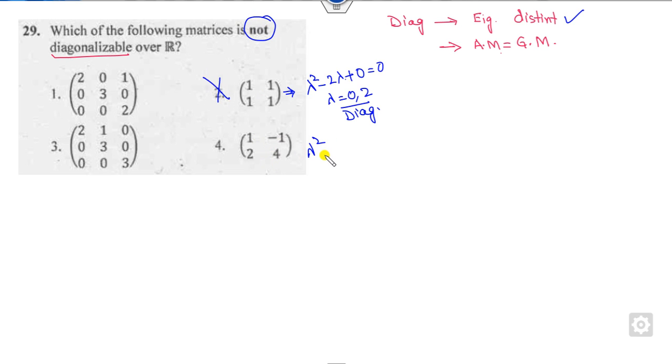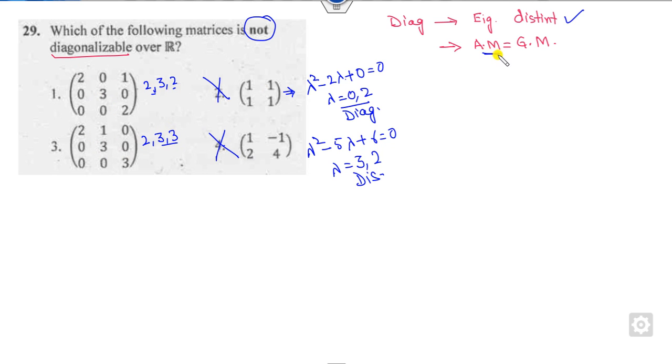We can write the trace as minus 5, 4 plus 2, 6. So the eigenvalues are 3 and 2, which are distinct. So it is diagonalizable, but it is not the answer. What are the eigenvalues of this? 2, 3 and 2, because it's a diagonal matrix. Here it is 2, 3, 3. Now they are not the same.